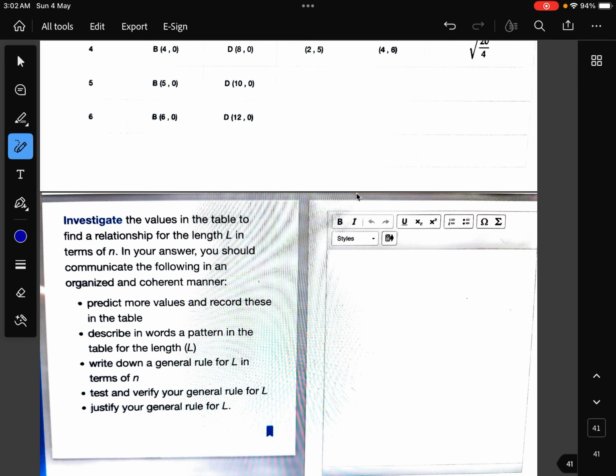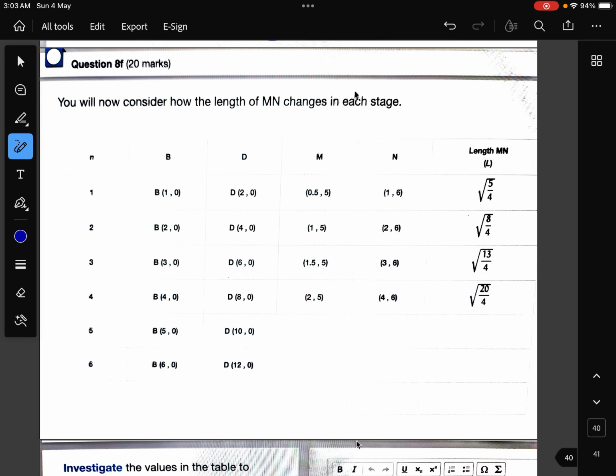Okay, so the question says investigate the values to find a relationship for the length L in terms of n. So you should predict more values, record this in the table, and find a pattern, and write the general rule, test and verify and justify. So it's a very common question for criterion B.